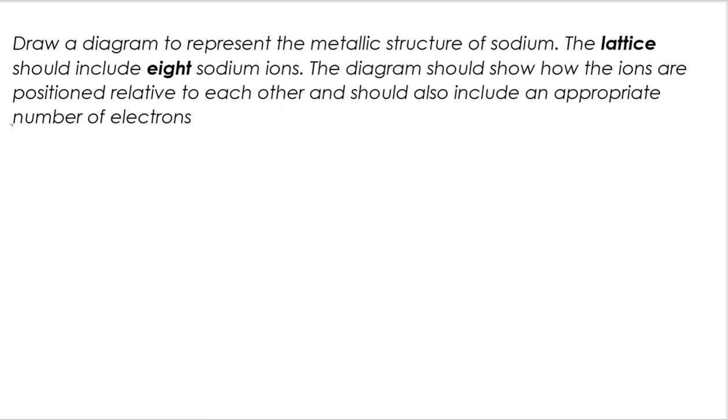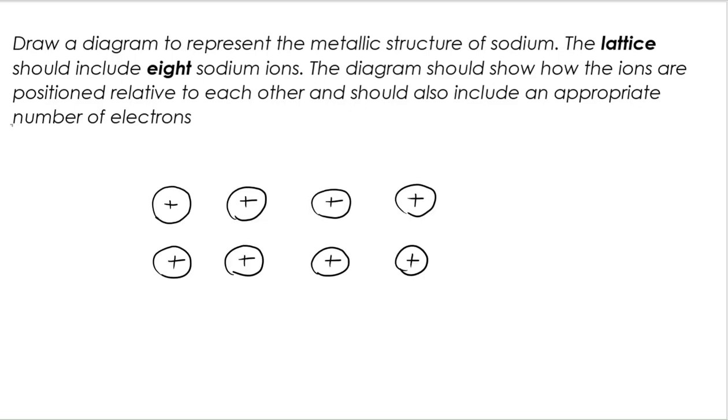In this case, we're asked to do sodium. You're asked to do a lattice and it includes 8 sodium ions. It's also asking here for an appropriate number of electrons. So the first thing to do when you're asked a question like this is to work out the most logical shape, and I've gone for a 4x2. I've put a plus in the middle of each of them. That means it's +1, which works for sodium. You could alternatively have written Na plus in there. But if you've been asked to do magnesium, you'd have put +2. Aluminium, you would have put +3.